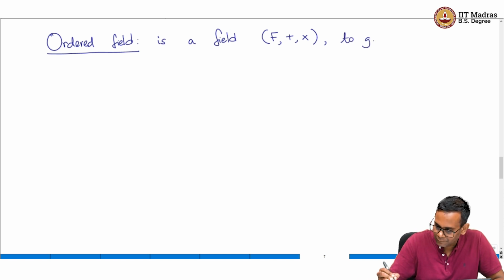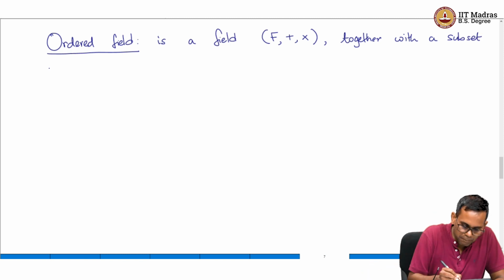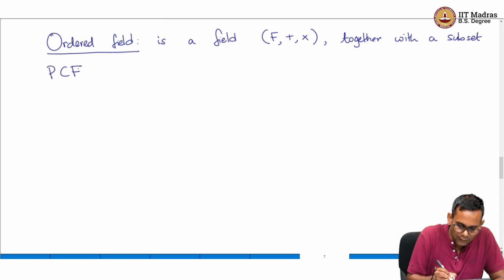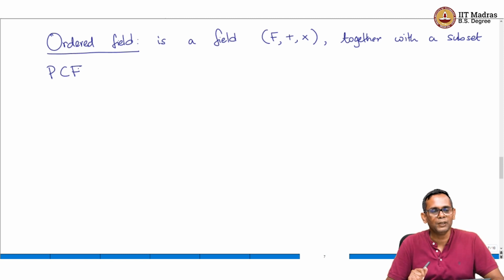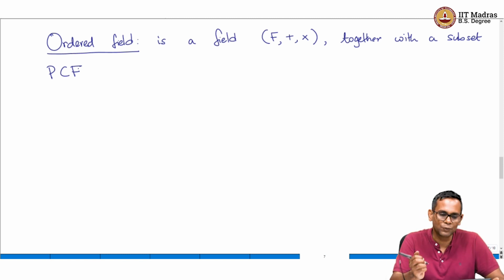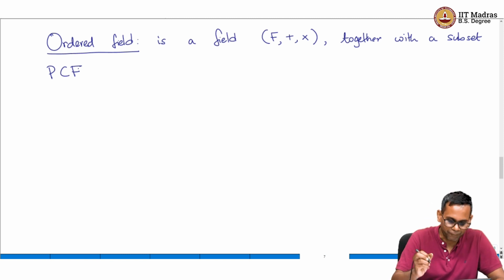Together with a subset P of F, and you should think of this subset P of F as consisting of the positive elements of the field. So, for example, if F is the field of rational numbers, then this would just be the subset of positive rational numbers.